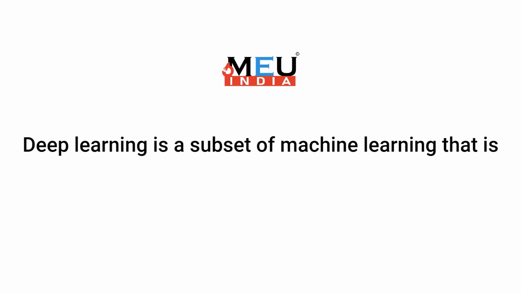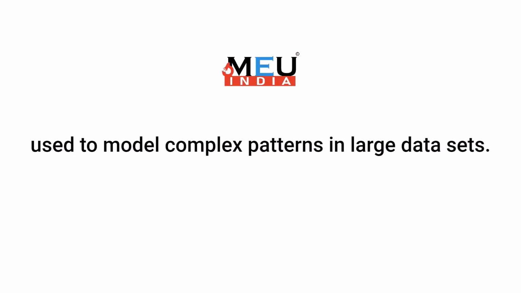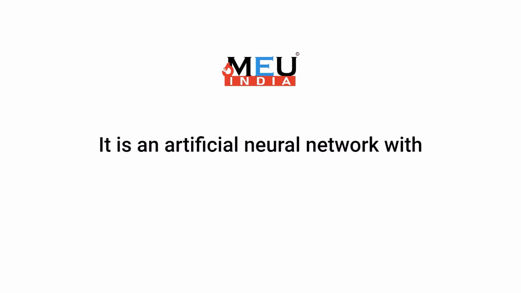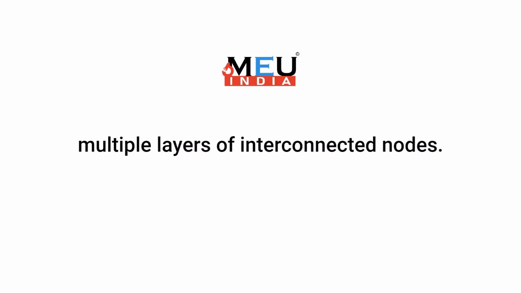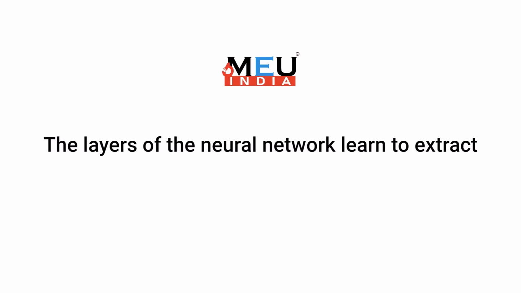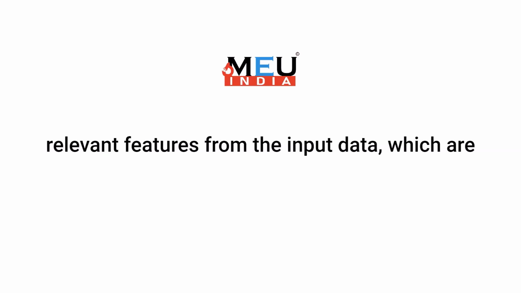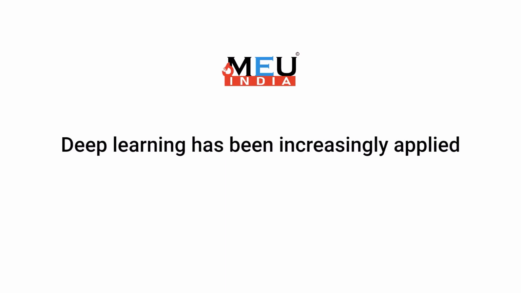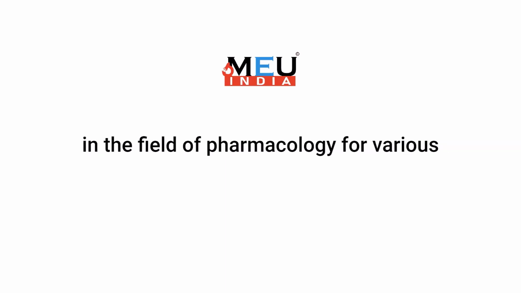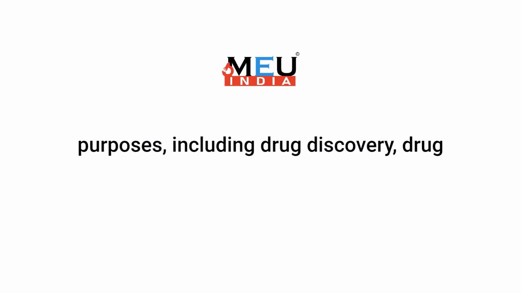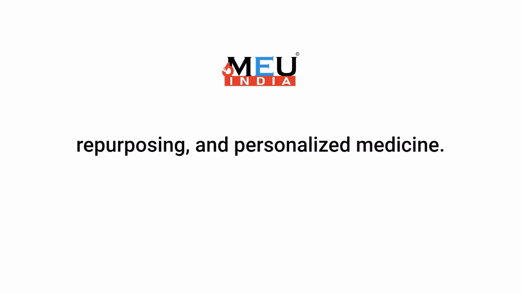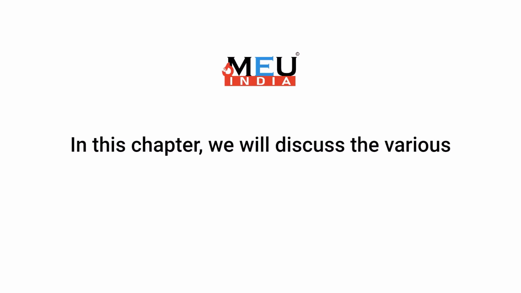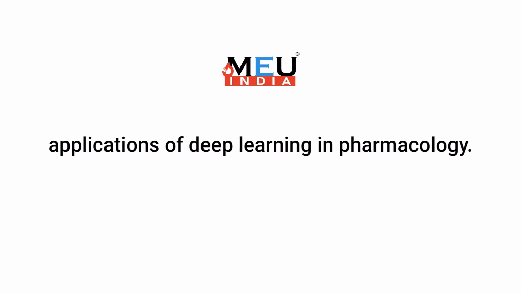Chapter 11, Applications of Deep Learning in Pharmacology. Deep learning is a subset of machine learning that is used to model complex patterns in large data sets. It is an artificial neural network with multiple layers of interconnected nodes. The layers of the neural network learn to extract relevant features from the input data, which are then used to make predictions or decisions. Deep learning has been increasingly applied in the field of pharmacology for various purposes, including drug discovery, drug repurposing, and personalized medicine. In this chapter, we will discuss the various applications of deep learning in pharmacology.